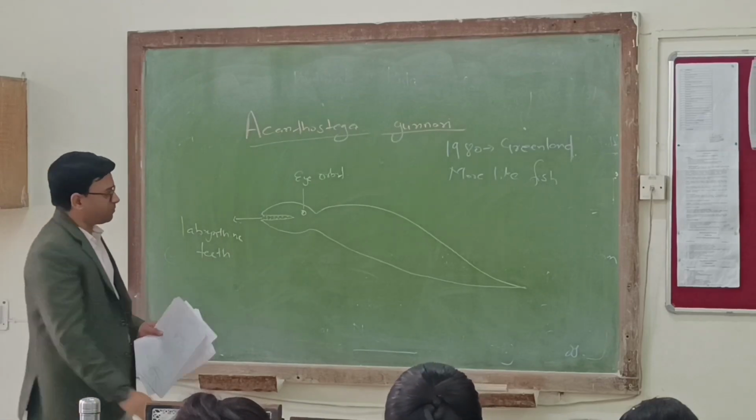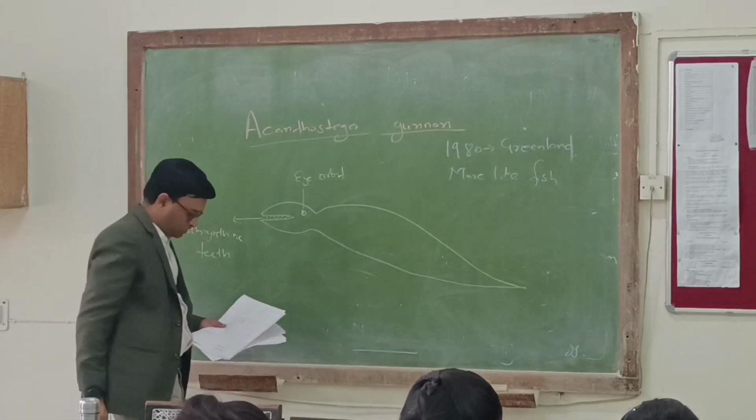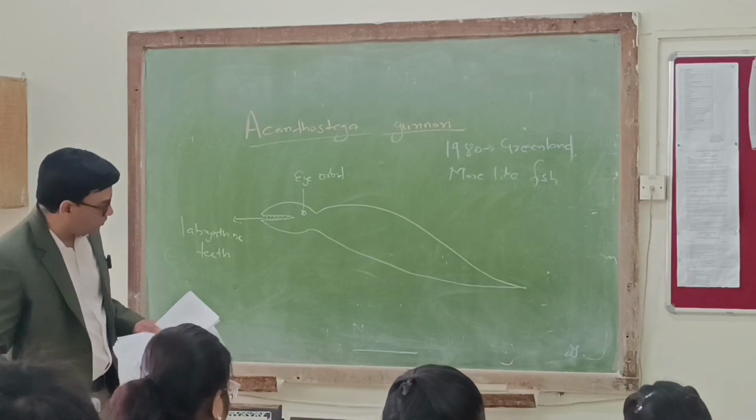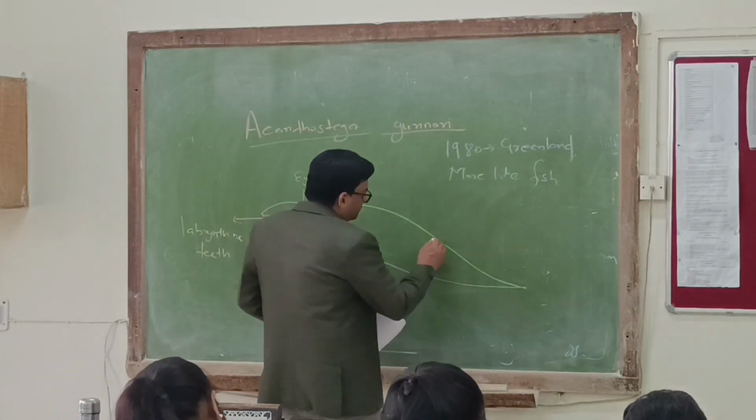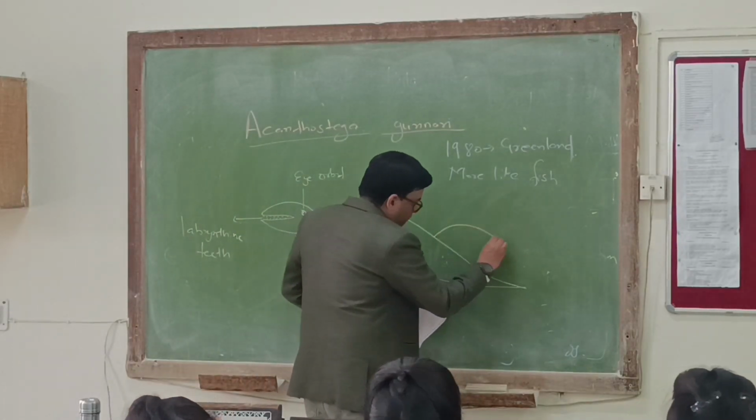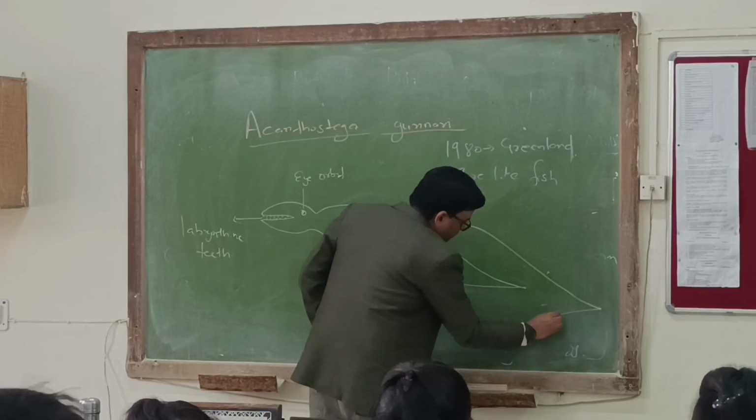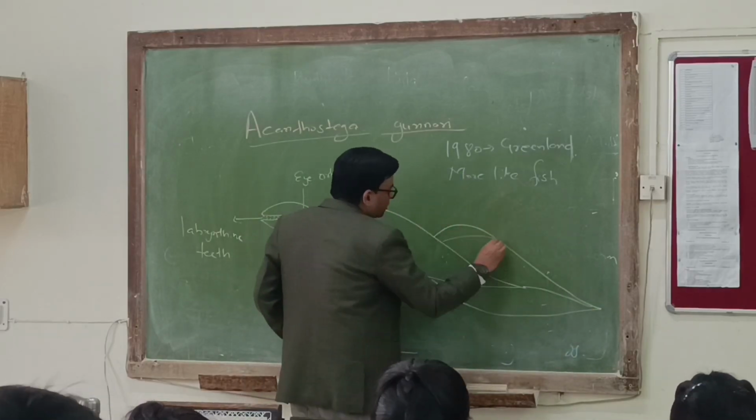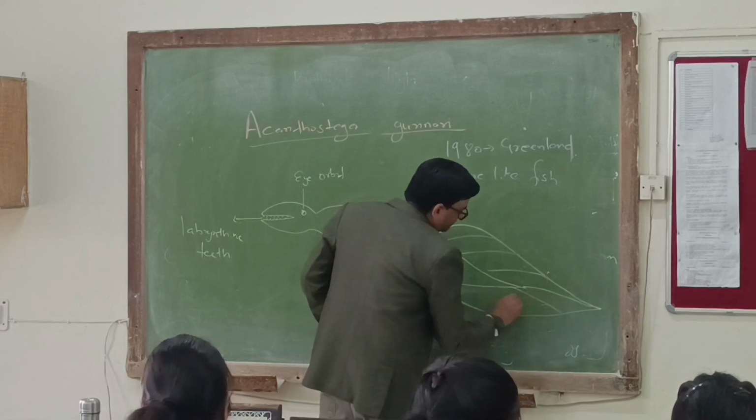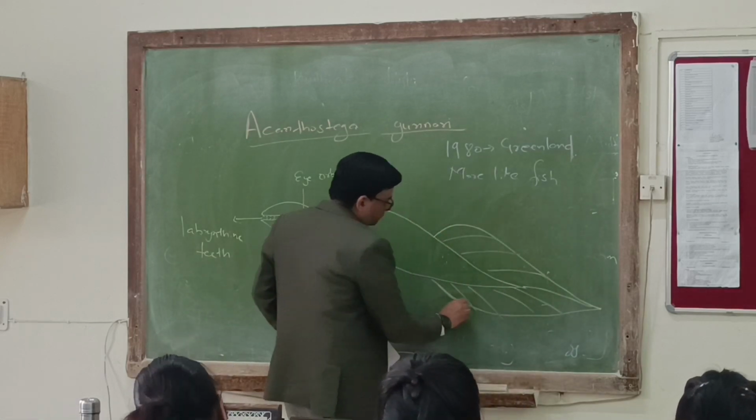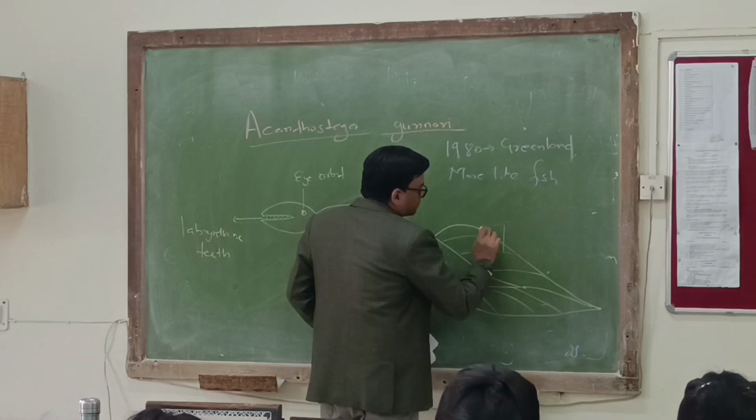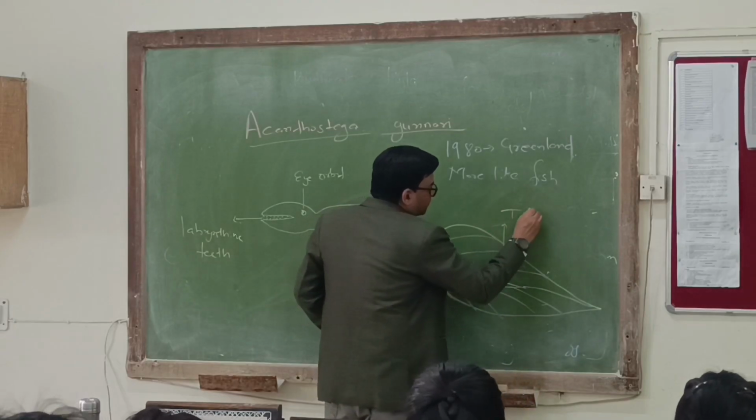Fusiform body. You can see this body is like a fish. If it is more like a fish, then it should have a tail. So draw the tail. So it has a tail fin, or the caudal fin. This is the tail fin.